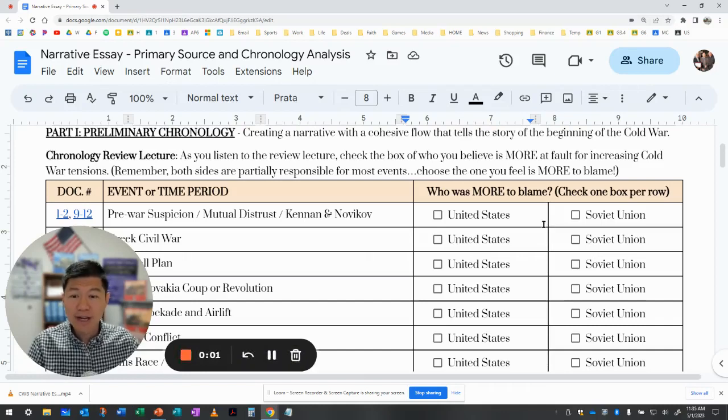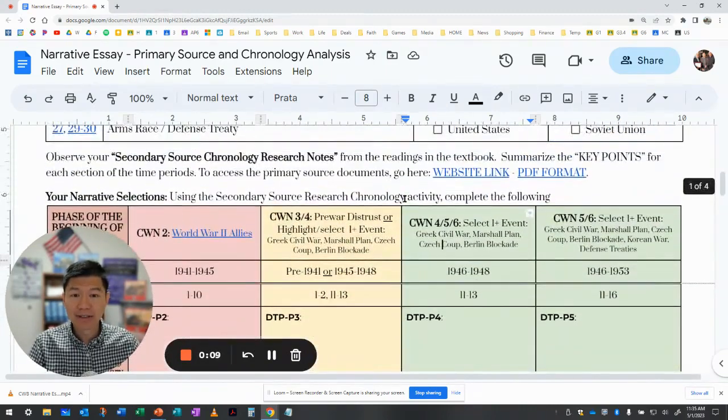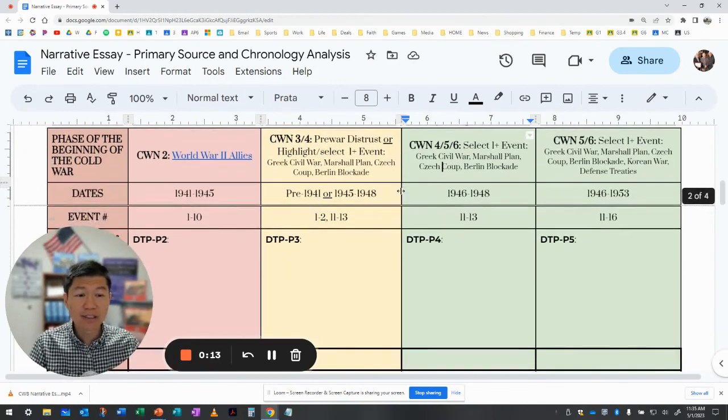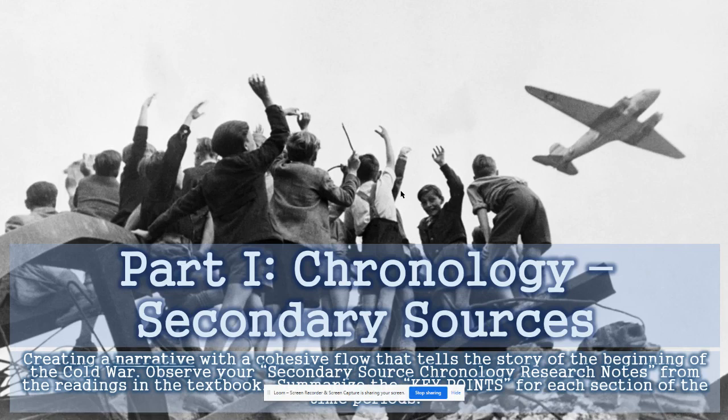We have started evaluating the chronology using the review lecture. Now, what we're going to do is take a look at it using the secondary sources. So, in your Google Docs, go and scroll down just a little bit, and you've got this graphic organizer right here. So, again, our goal here is to be able to create a narrative that has some sort of cohesive flow. It tells a story while making an argument as well.